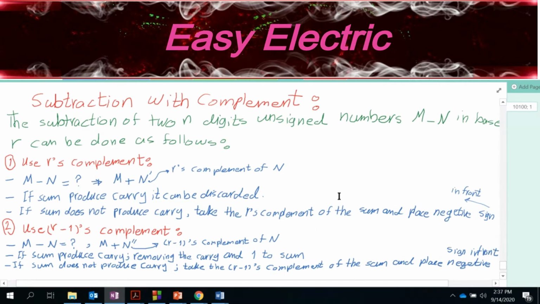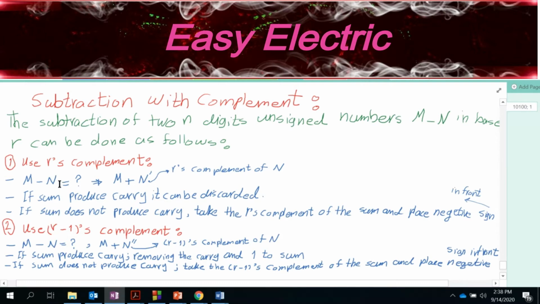Okay, so I just review all of them. You want to do this subtraction, which is m minus n. M and n are two numbers in base r. You want to get the subtraction using just addition. You don't have any hardware to do subtraction. The only thing that you have is addition, but you want to use that addition hardware to get the result of the subtraction.